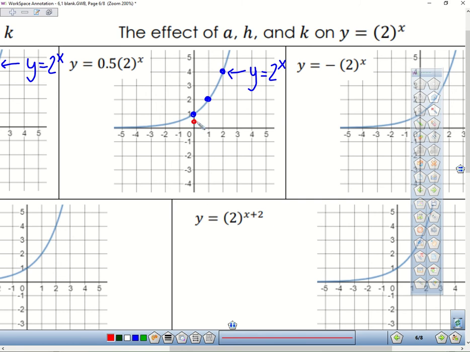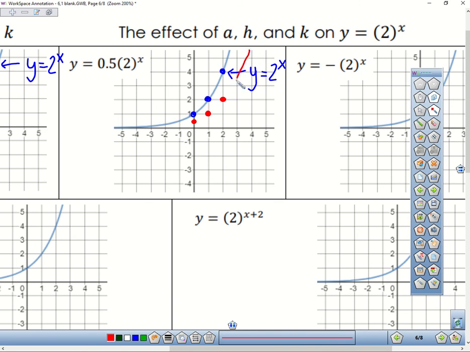0.5, so that one falls right here. And what is 2 divided by 2? 1. Good. And what is 4 divided by 2? 2. Good, so now we graph it.